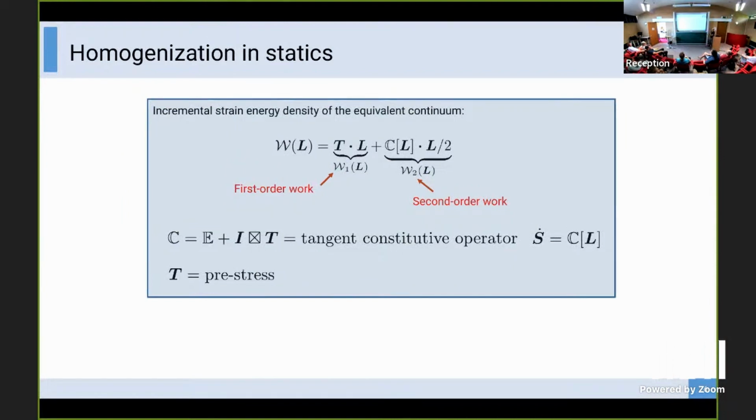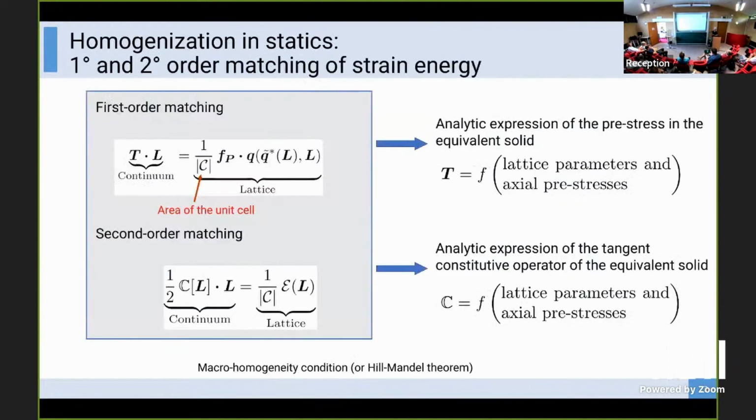In statics, you obtain the homogenization by matching of the incremental strain energy densities up to the second order. So you see here the incremental strain energy density of the equivalent continuum up to the second order. The first term is the first order work produced by the prestress, and the second term is the second order work produced by the increment of the first Piola-Kirchhoff stress. So by matching first and second order, we can obtain the effective properties of the continuum.